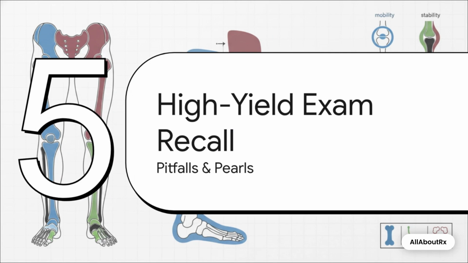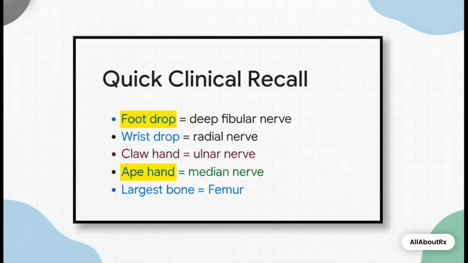Section 6. High-Yield Exam Recall, Pitfalls and Pearls. All right, let's rapidly hit these crucial clinical correlations for ultimate exam readiness. When you see a patient with foot drop, you must immediately think of a deep fibular nerve injury. Compare that to the upper limb. A wrist drop means radial nerve damage. A claw hand points to an ulnar nerve issue, while an ape hand indicates median nerve trouble at the wrist. And never forget those core anatomical superlatives. The largest bone is the femur, and the largest nerve is the massive sciatic.